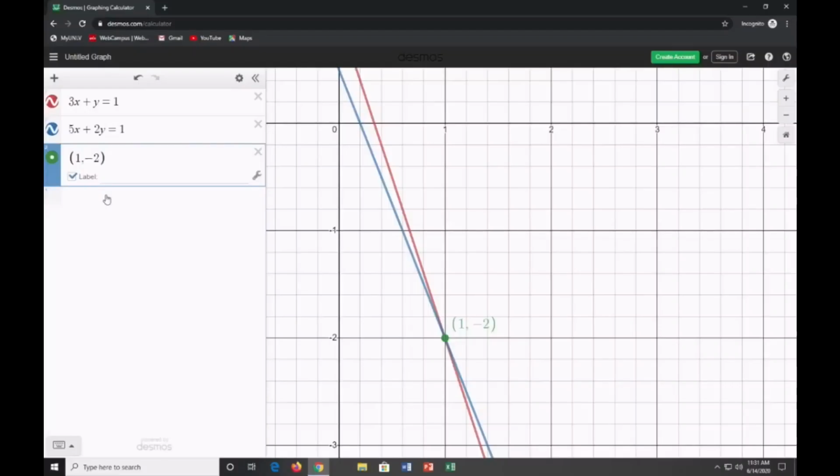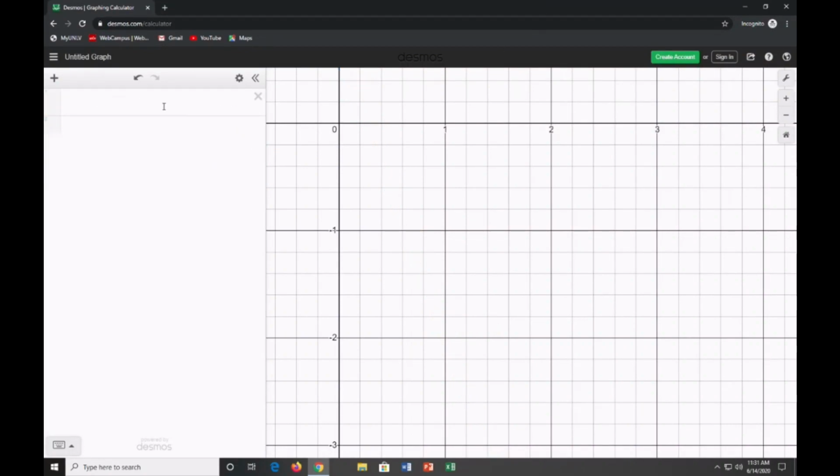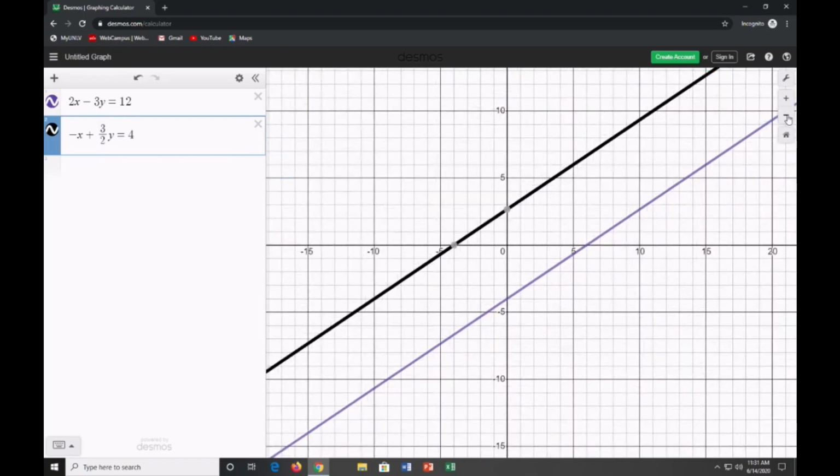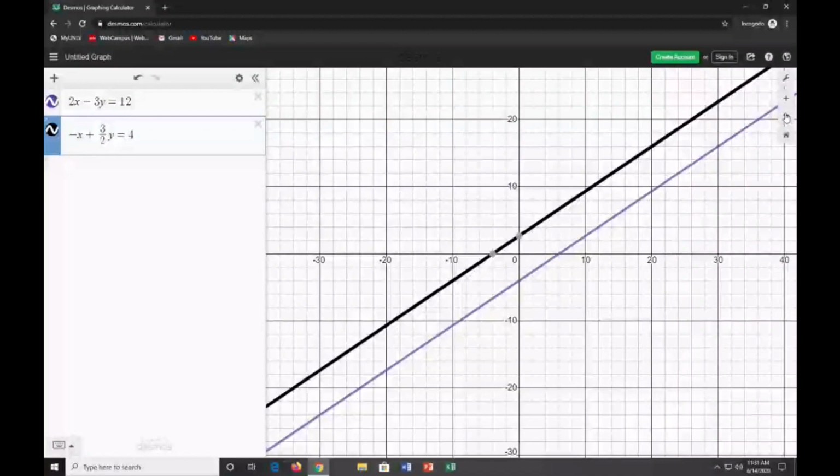Let's go back to the computer. So we want to use this to see exactly how this turns out to be. We have 2x minus 3y equals 12. And then the other equation is minus x plus 3/2 y equals 4. Looks like I need to zoom out to see. There you have it. There you have both lines. Okay, the purple and the black line.